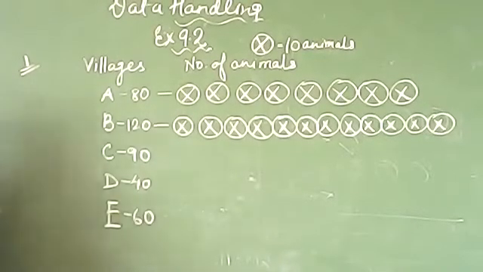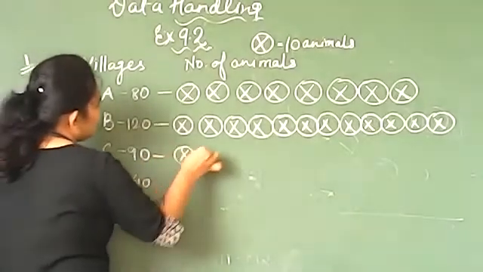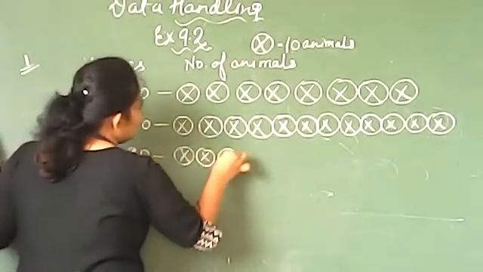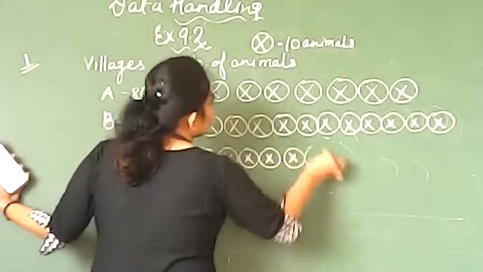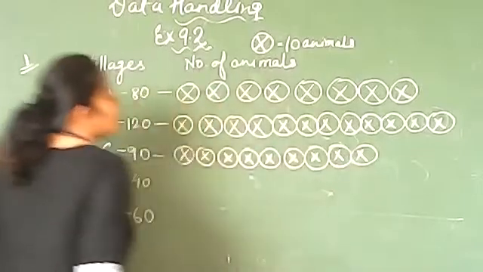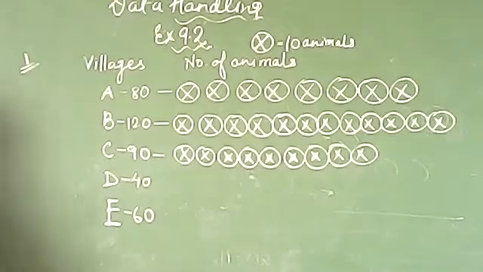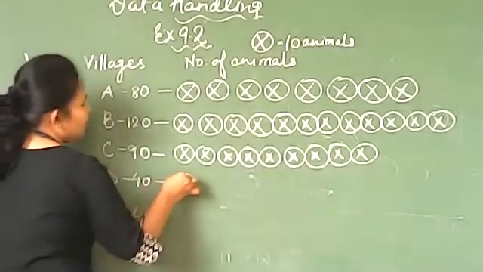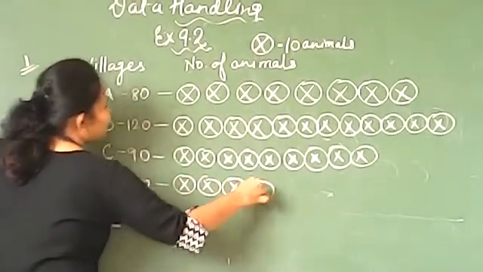Now third one, we have 90. So 90 means we will be drawing total 9 figures. 1, 2, 3, 4, 5, 6, 7, 8, and 9. Okay. Now let's do the fourth one. 40 animals. 40 animals means we want only 4 pictures. 1, 2, 3, and 4.